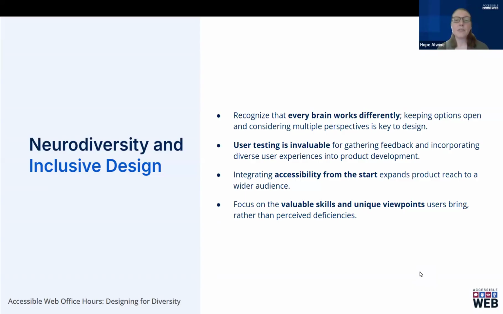Another point is to emphasize continuous user testing. Direct feedback from neurodivergent users through regular user testing is invaluable for identifying blind spots and building products that cater to authentic user needs. Next, we have a shift to proactive accessibility.